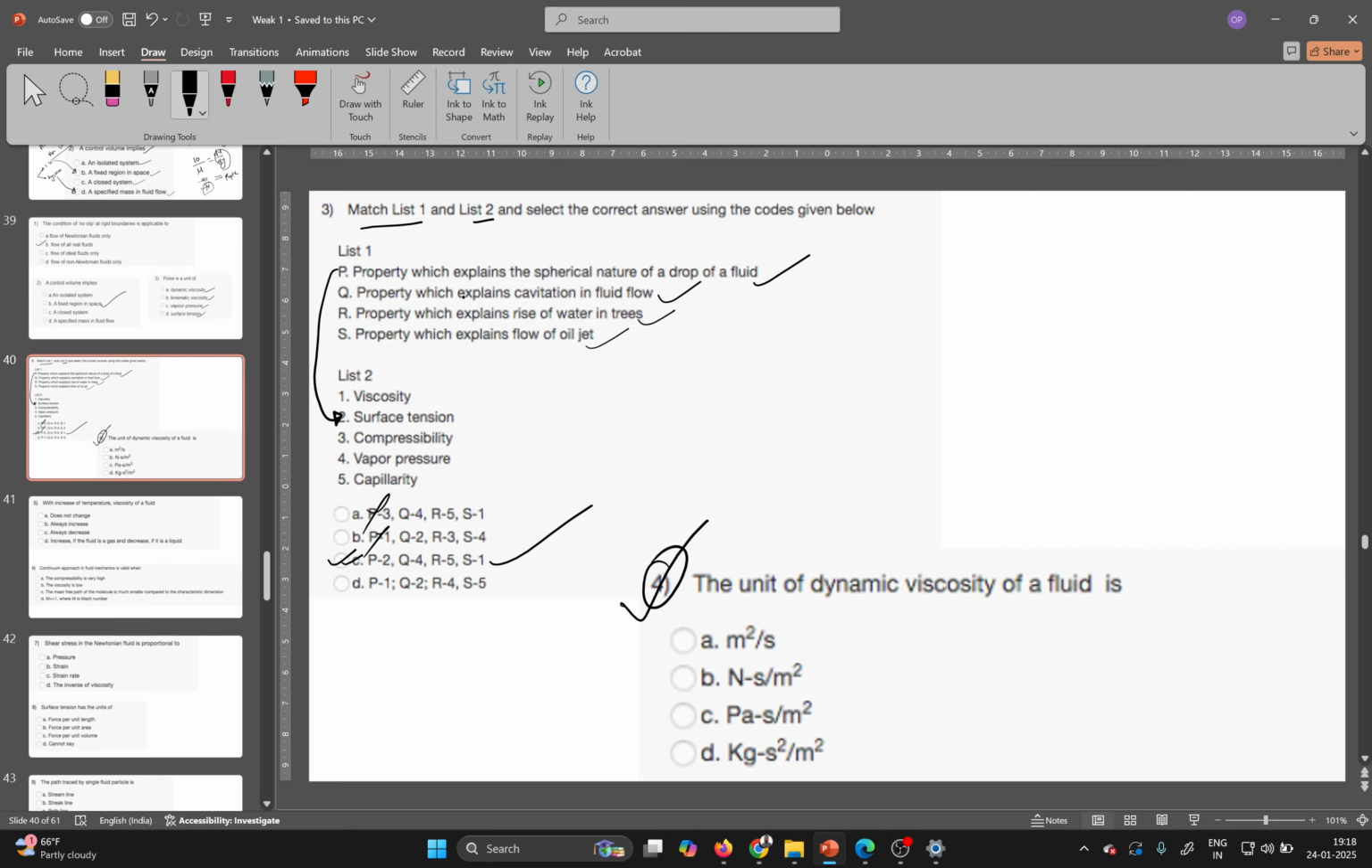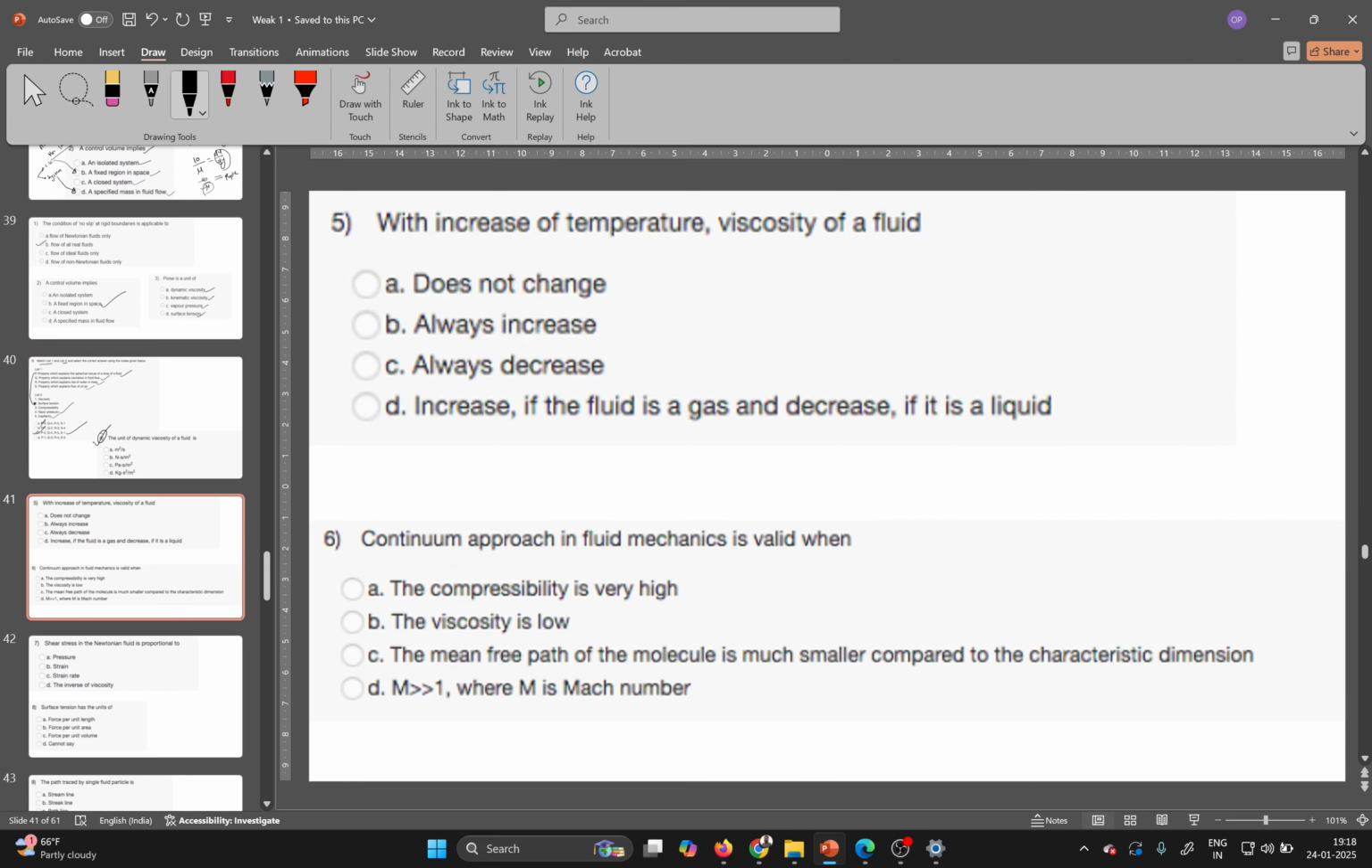The property which explains cavitation in the fluid is definitely related to the vapor pressure. And the property which explains the rise of water in the tree will be capillarity. And viscosity is the property which explains the oil jet, that is, S is related to 1. So now we'll move on to the next question.